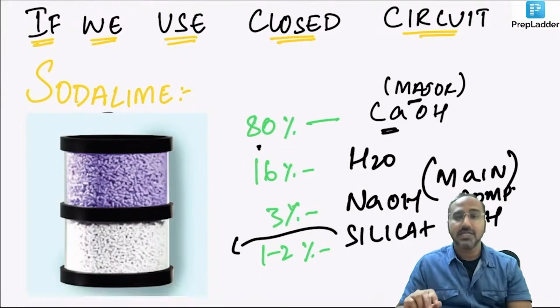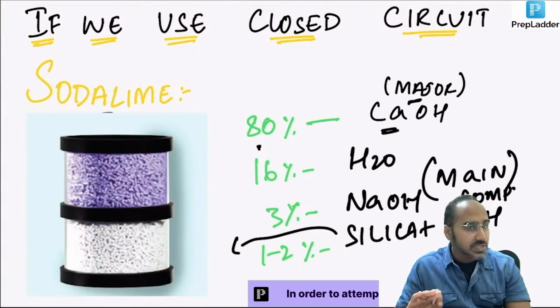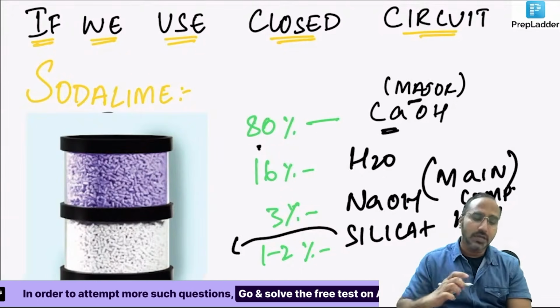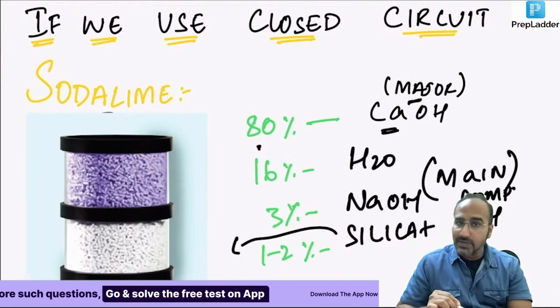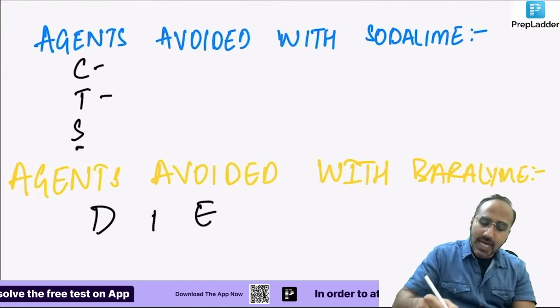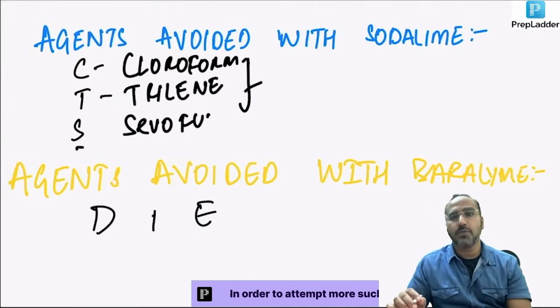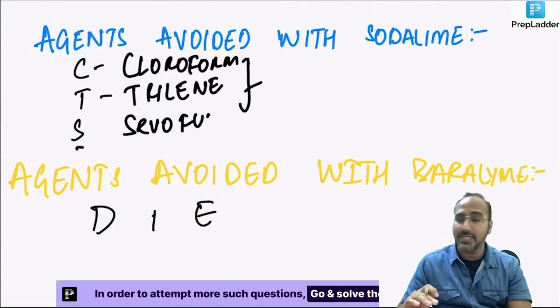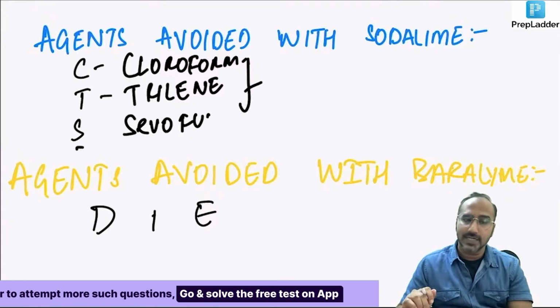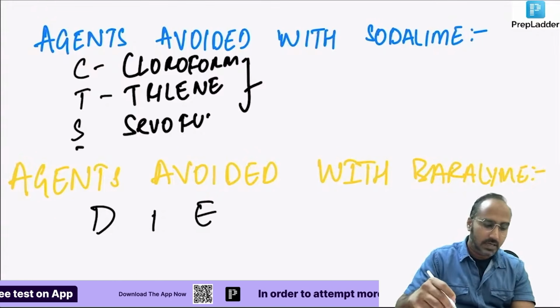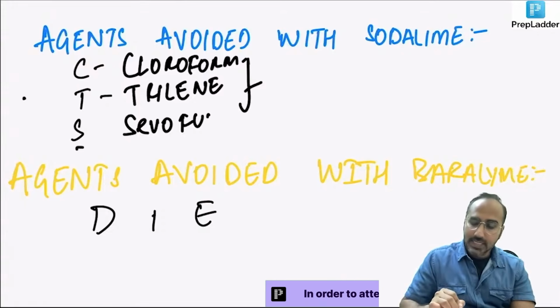But remember guys, when you are using this closed circuit with soda lime, 3 inhalational agents should be avoided. I used to remember it as CT scan, which is avoided with soda lime. CT scan means what guys? C stands for chloroform, which reacts with soda lime to produce phosgene and dichloroacetylene that can cause ARDS. Sevoflurane is also avoided with soda lime. It can form compound A.